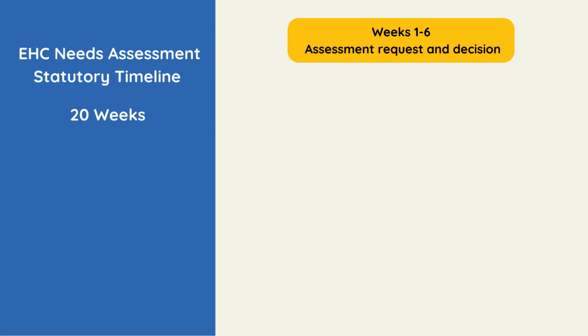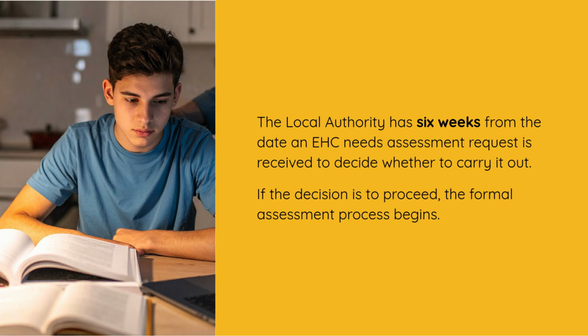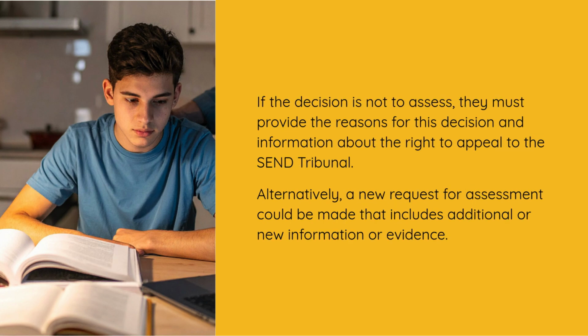Weeks 1 to 6, Assessment Request and Decision. The local authority has 6 weeks from the date an EHC needs assessment request is received to decide whether to carry it out. If the decision is to proceed, the formal assessment process begins. If the decision is not to assess, they must provide the reasons for this decision and information about the right to appeal to the SEND tribunal. Alternatively, a new request for assessment could be made that includes additional or new information or evidence.